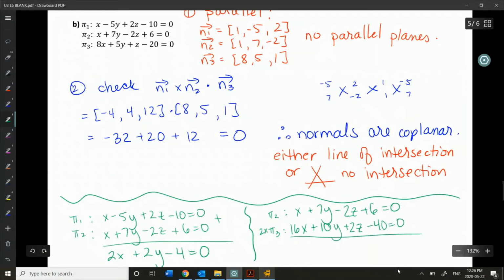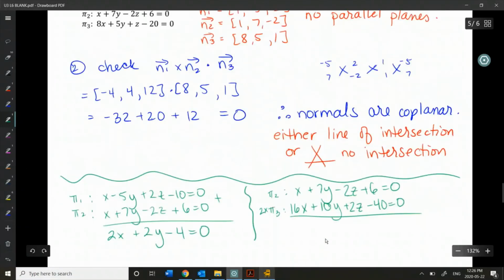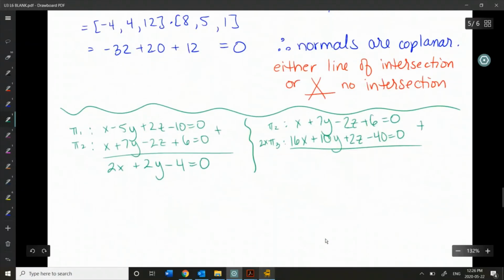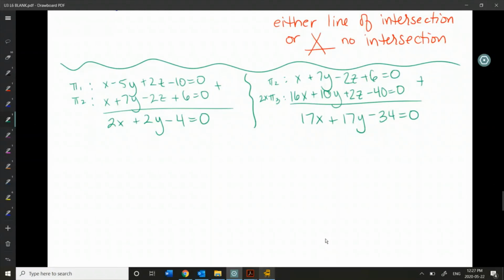All right, so in order to eliminate here, we are just going to add the equations. We'll get 17x plus 17y minus 34 equals 0. So I think we've generated 2 new equations here. I'm going to call these equation A and B. So that was our 3rd step. And for our 4th step, we're going to take both of these and just eliminate a common variable.